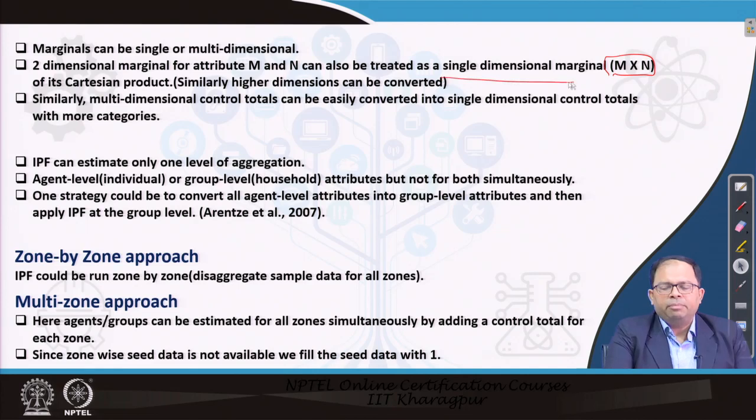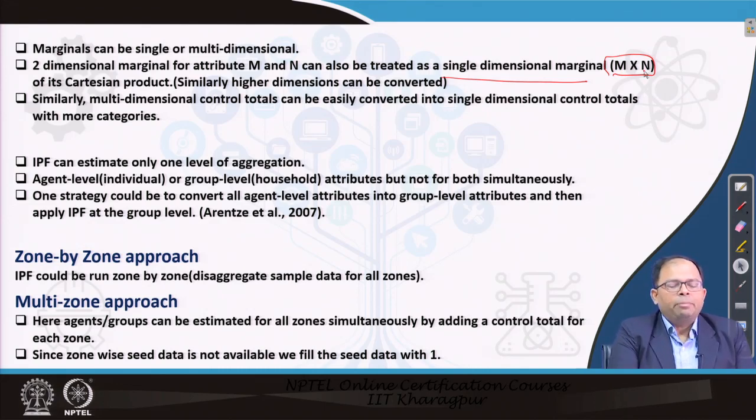So, we can solve very complex groupings in very simple form, but it also means that we need to have those kinds of seeds in our sample data as well. Similarly, multi-dimensional control totals can be easily converted into single dimensional controls with more categories. That is understood, because multiple dimensions can be converted into a single dimension by combining the two dimensions m and n.